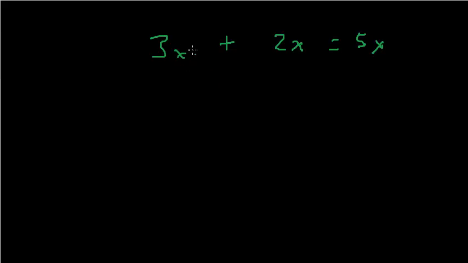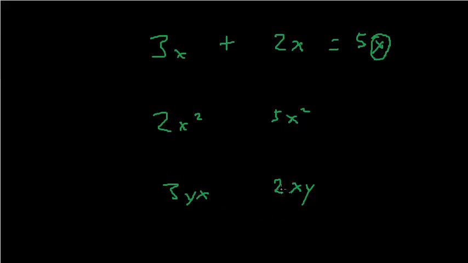Whatever makes it a like term, that x variable has to stay the same when you add them together. The only thing that changes is your coefficient, your number. Some more examples of like terms would be 2x squared and 5x squared. Again, they have the same variable raised to the same power, or even 3yx or 2xy. These again are like terms. They have the same variables, and each variable is raised to the same power. It does not matter that they are being multiplied in a different order.